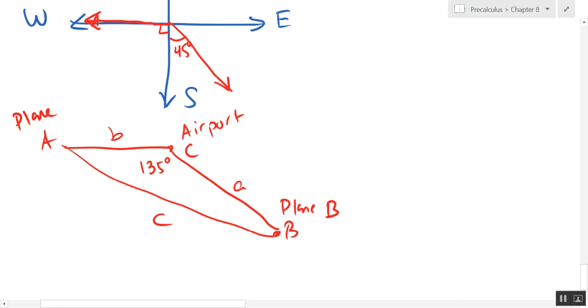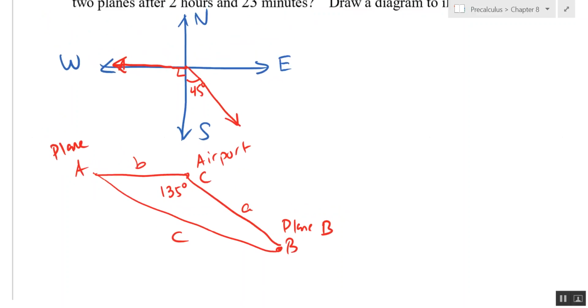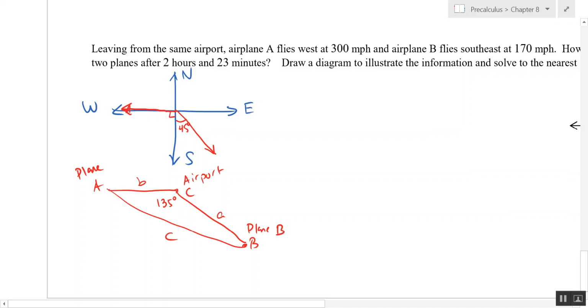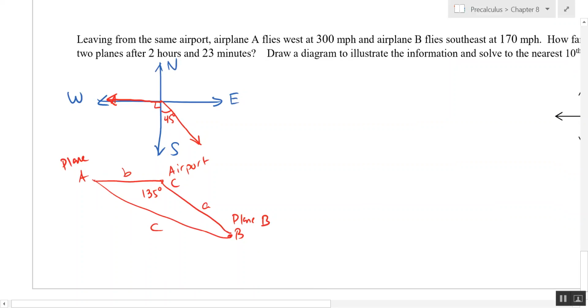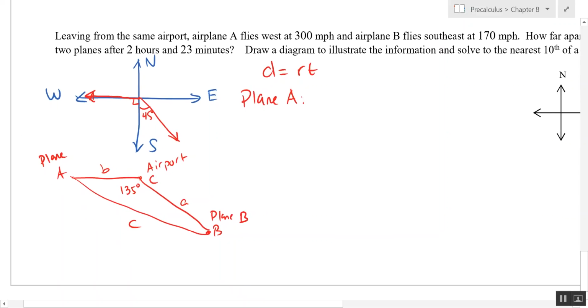So we've got to figure out what the side lengths of B and A are, and they did give us enough information in this problem to answer that question. Very similar to the other example we did with the ship. We know that distance equals rate times time. So for plane A, it flies west at 300 miles per hour. So that's your rate. So I'm going to say 300 miles per 1 hour. And it went for 2 hours and 23 minutes.